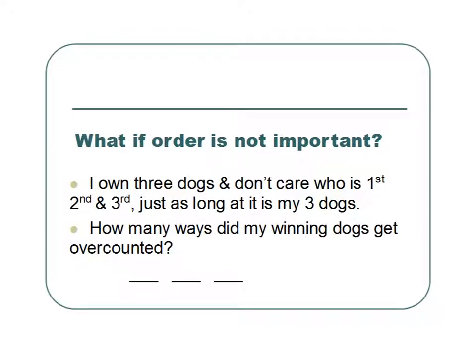Now, what if the order is not important? For instance, let's say you're one of the owners of the dogs, and in fact, you happen to own 3 of those dogs because you're way into this. I don't really care who the first place, second place, and third place dogs are, just as long as it's my 3 dogs that win those places. It doesn't matter which one's which. If that's the case, how many ways did my winning dogs get overcounted?